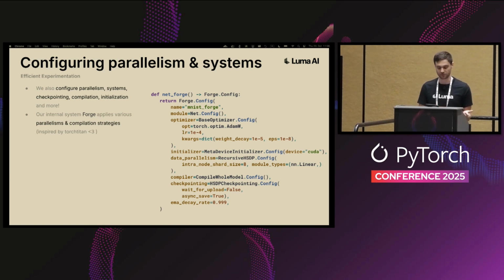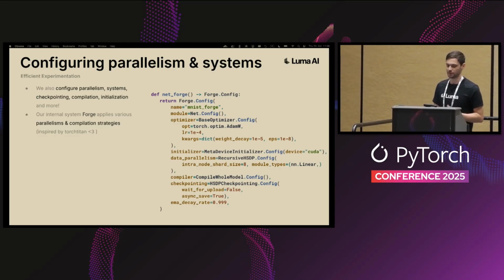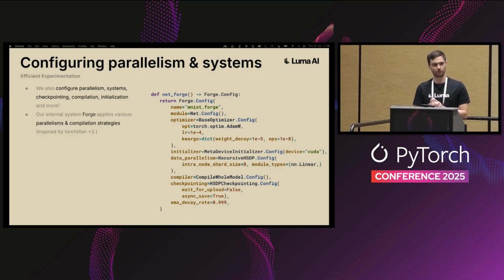Then we have data parallelism, which could be FSDP or HSDP. And then we have a compiler. We have checkpointing. We might enable AMA. And that is our one-stop shop to define a unit that can be trained, can be optimized, can be compiled, and can be sharded.